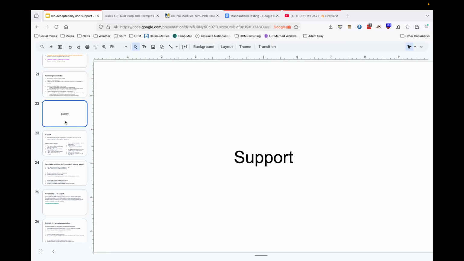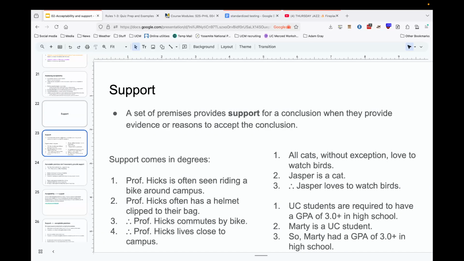So support, remember, is the other general concept we use when we assess an argument. We put it in premise-conclusion form. We look at each of the individual premises and we ask, is this premise, taken on its own as an individual claim, acceptable to everyone in the conversation? And then for support, we look at all of the premises as a whole and we think about their relationship to the conclusion. A set of premises provides support for a conclusion when they provide evidence or reasons to accept the conclusion.